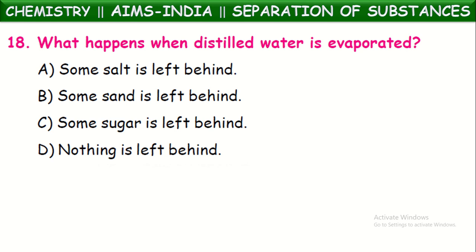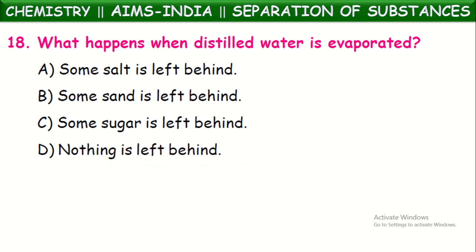Next one. What happens when distilled water is evaporated? What is distilled water first? Distilled water means the water obtained or collected by the evaporation of water from its mixture or source. When it is evaporated, only pure water molecules will be evaporated. Then when they are cooled, we get the purest form of water. That purest form of water we call distilled water, which contains no other particles in it.